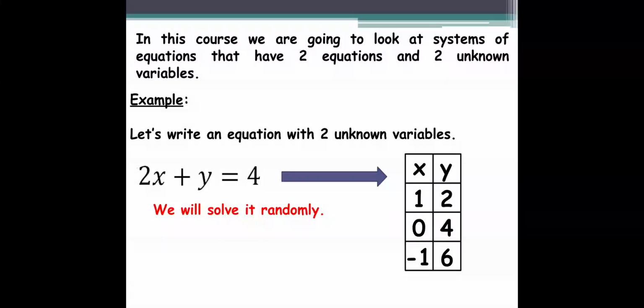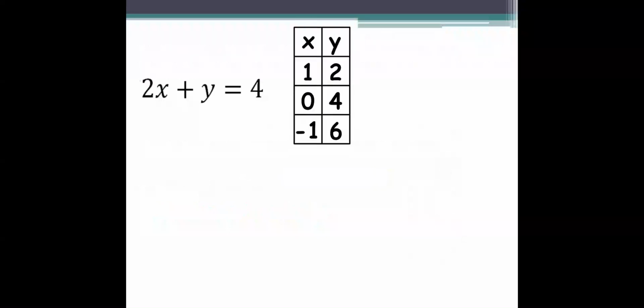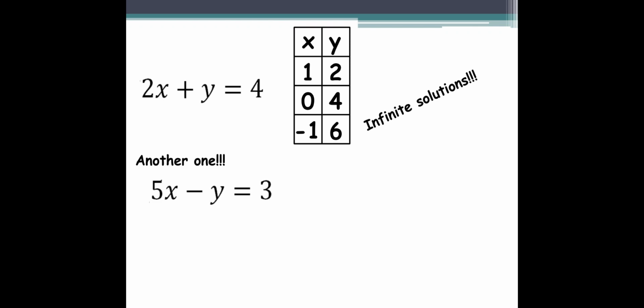All right, so now we have three different sets of coordinates. Here they are. Obviously, there's infinite solutions because you could substitute any value in for x. We are just using these three, 1, 0, and -1 because they're the simplest. Let's do one more. All right, here's our new equation, 5x minus y equals 3.